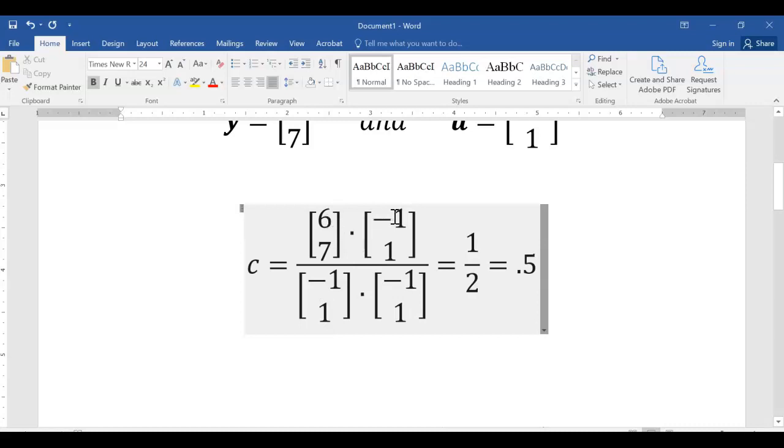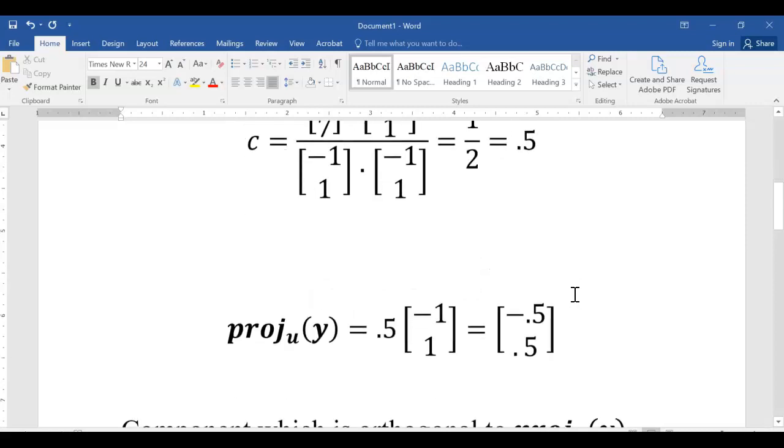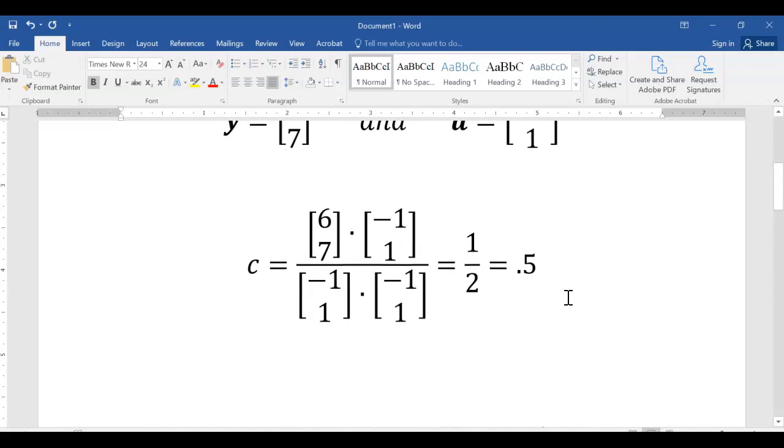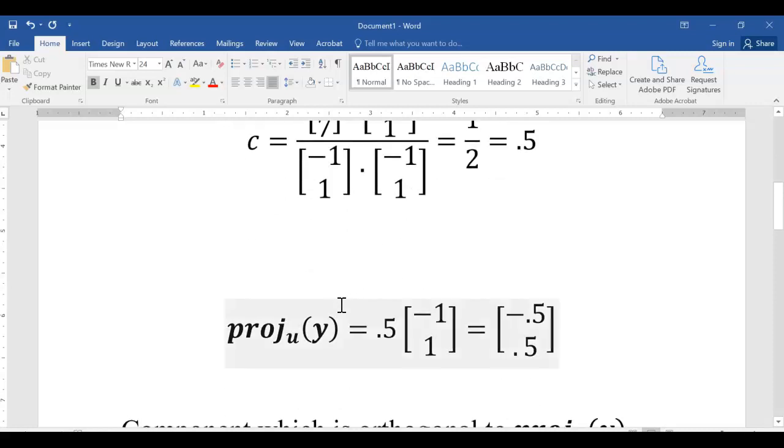So 6 times negative 1 is negative 6 plus 7 gives me a 1. In the denominator, I get 1 plus 1, which is 2. So you get 1/2 or 0.5. I'm going to leave it as 0.5 just because it's a little bit easier to type in. Now, what that means is that the projection is 0.5 times my vector u. So the projection is going to be the vector negative 0.5, positive 0.5.